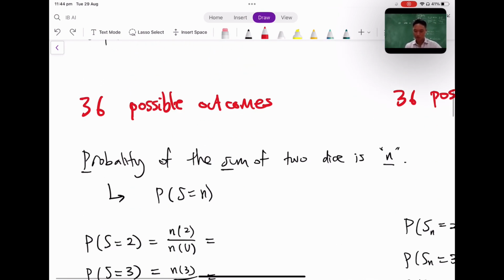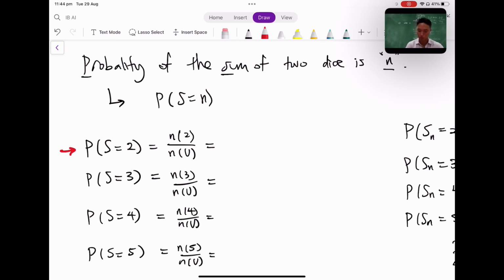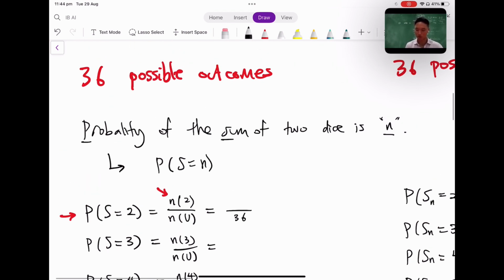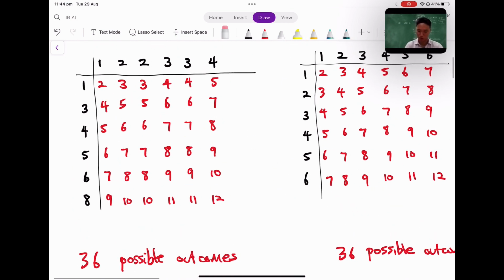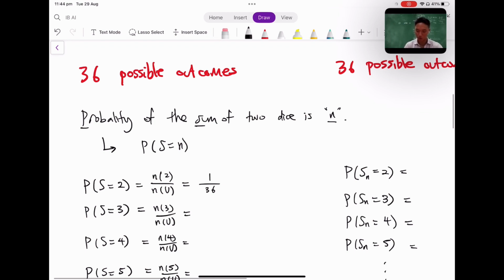So let's have a look. Let's first start with the probability of the sum being 2. The way we represent it is n of 2 over n of u. This is what we did last lesson, and that means the number of outcomes being 2 all over the number of the sample space. And we know that the number in the sample space is 36 because we just checked earlier that there are a total of 36 possible outcomes. Now for the number of 2s occurring, we have to go back to the data table and count how many 2s there are in total. We can see that there's only 1. Therefore, n of 2 would be 1.